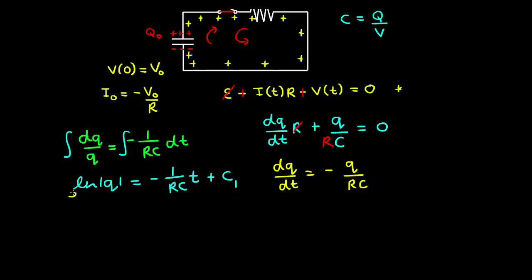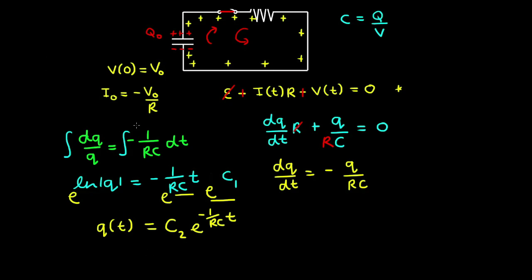And now if we take e to the power of both sides, we get q as a function of time is equal to e to the power of this term multiplied by e to the power of this term. So that's the same thing as e to the power of the sum of the exponents. So e to the power of c1 is just another constant, and that's multiplied by e to the minus 1 on RC by time.